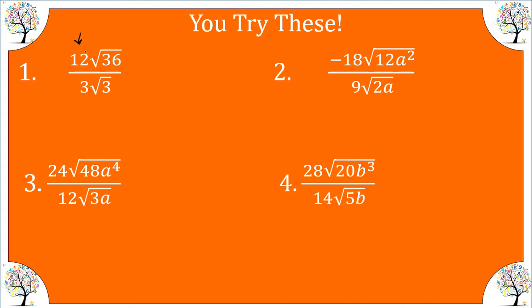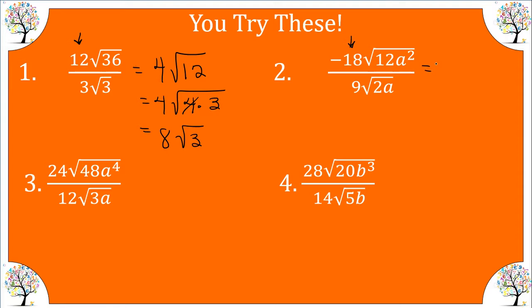Okay, we are first going to divide the coefficients. 12 divided by 3 is 4. 36 divided by 3 is 12. We are going to rewrite 12 into 4 times 3. We're going to take the square root of 4, which is 2, and 2 times 4 is 8, times the square root of 3.